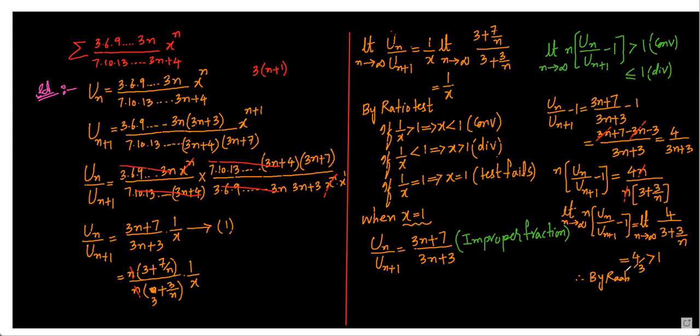Till now, what we did by using Rabi test: the separate part where x is equal to 1 was done by Rabi test. Series convergent. Hence, the final answer we have to write: hence, the given series.